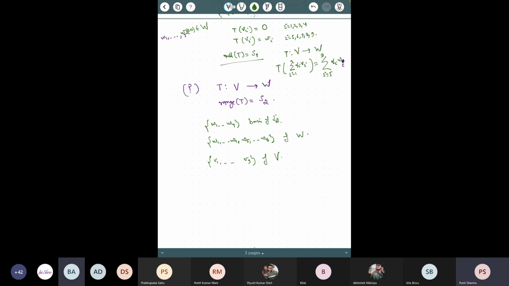We can take T(Vi) equal to 0 for i from 1 to 5. Then T(Vi) equal to Wi for i from 6 to 9. Now, is it fine? Using this linear transformation you cannot say that the range of T is S2.